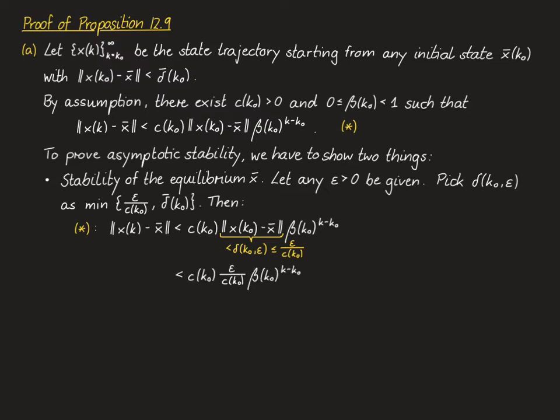Therefore, the whole thing is less than c times epsilon divided by c times beta to the k minus k naught. Of course, the c cancels here, and since beta is less than 1, beta to the k minus k naught is less than or equal to 1 for all k greater than or equal to k naught.